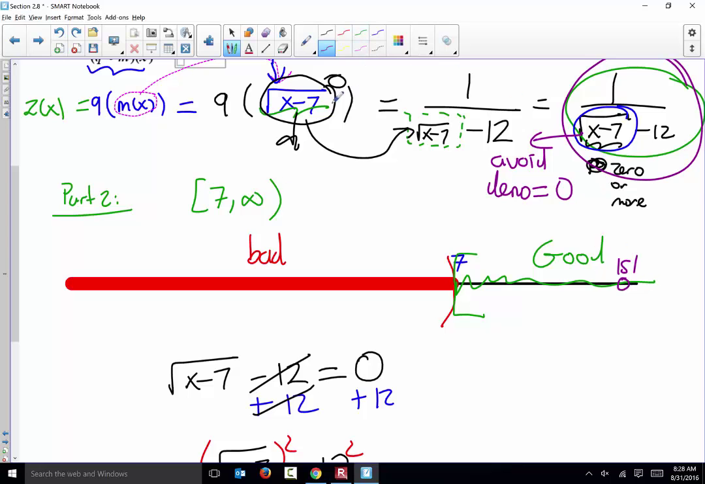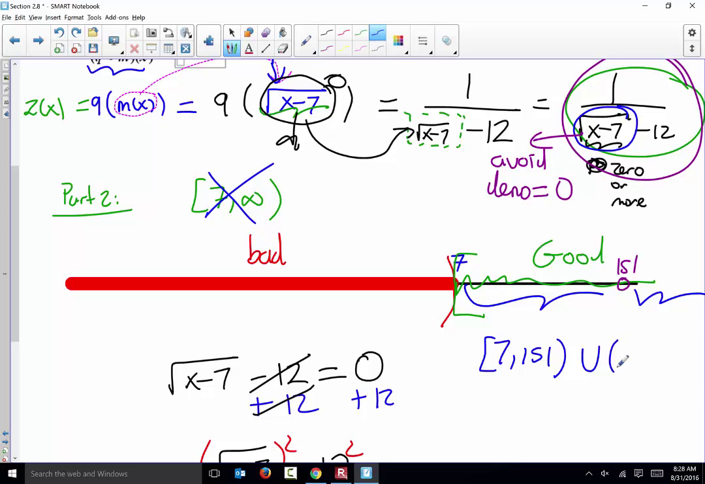So our interval is not this. It has two pieces. One is before 151, the other one is after. So our whole line, the green line, is broken into two pieces. You need to write it in two pieces. The first one is 7 to 151, parentheses, don't include 151 because it's bad. Skip 151 and continue your way up to infinity. Got it?